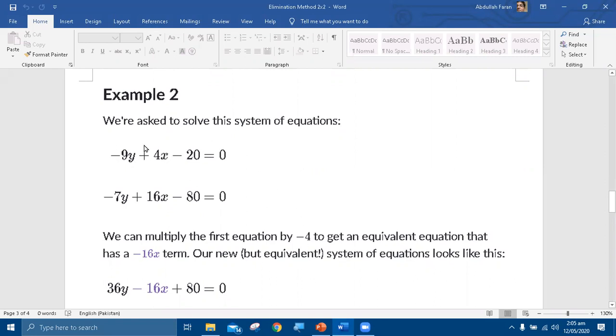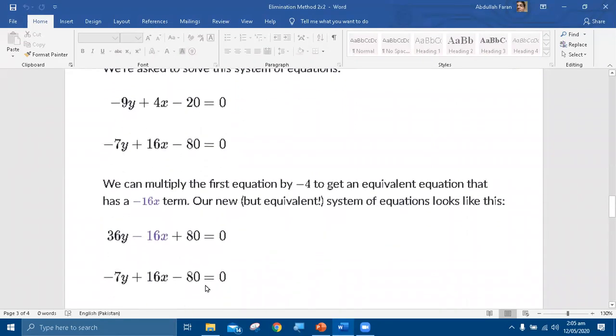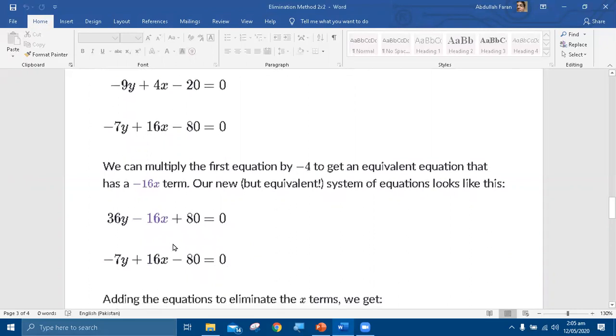So -4 times -9y will be plus 36y, right? -4 times plus 4x will be -16x, and -4 times -20 will be plus 80, right? So this is the equivalent form of my first equation. And then I'll write the second equation as it is down below, -7y plus 16x minus 80, right? Now I can add these two equations so I can eliminate the x term.